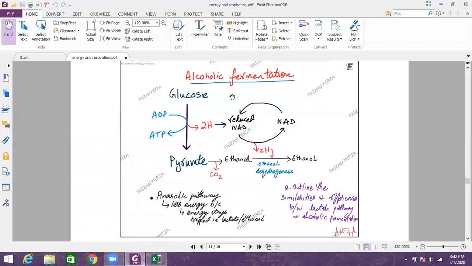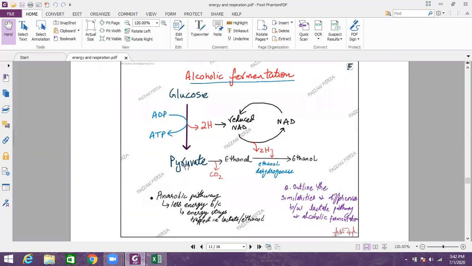This is alcoholic fermentation occurring. We can see the first step is exactly the same. Glucose turned into pyruvate. One ATP was made. Two hydrogens were removed. Reduced NAD was produced. Reduced NAD will need to undergo oxidation to become NAD.